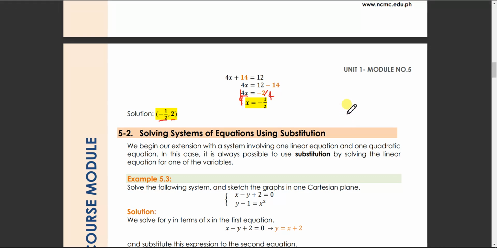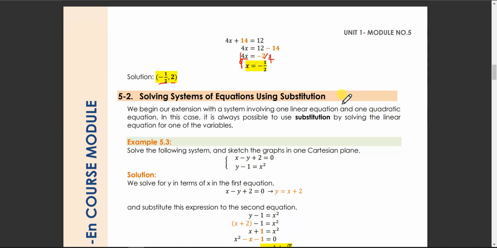So let's proceed to our main topic, which is solving systems of equations using the substitution method and the elimination method. These equations are no longer just linear equations, so we introduce nonlinear equations. We begin our extension with a system involving one linear equation and one quadratic equation. So we have one given linear equation and the other is a quadratic equation. In this case, it is always possible to use substitution by solving the linear equation for one of the variables.